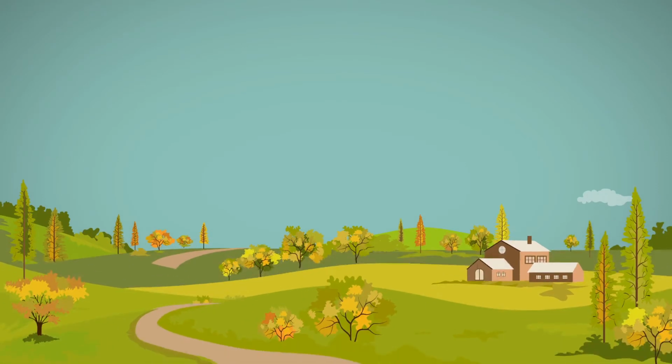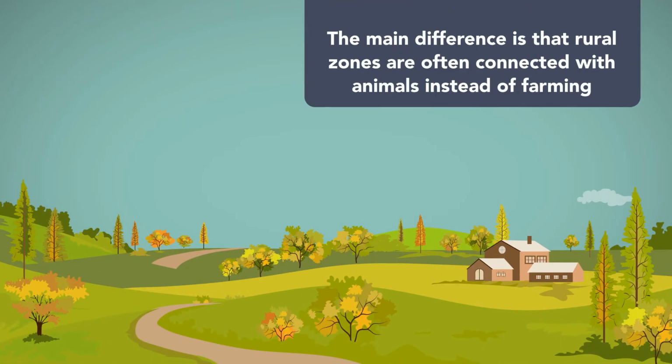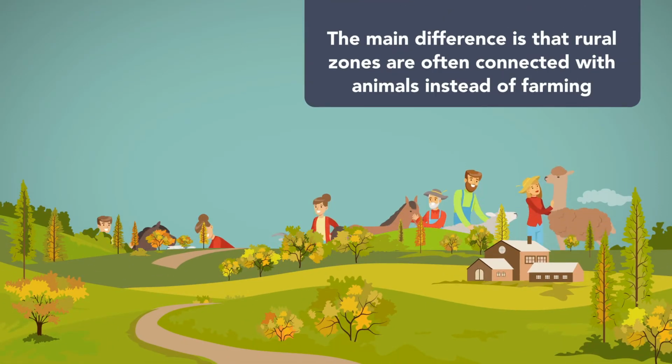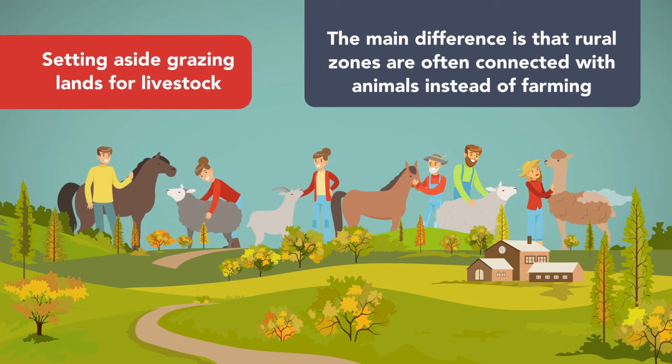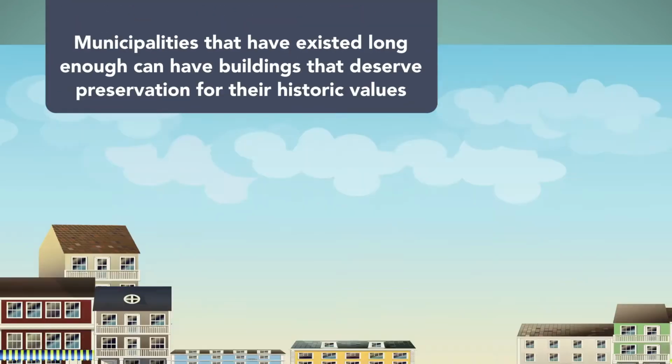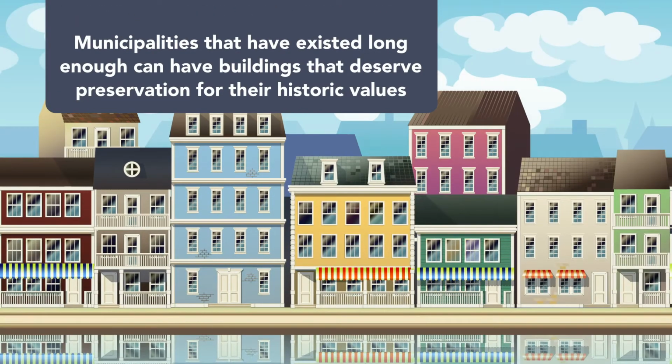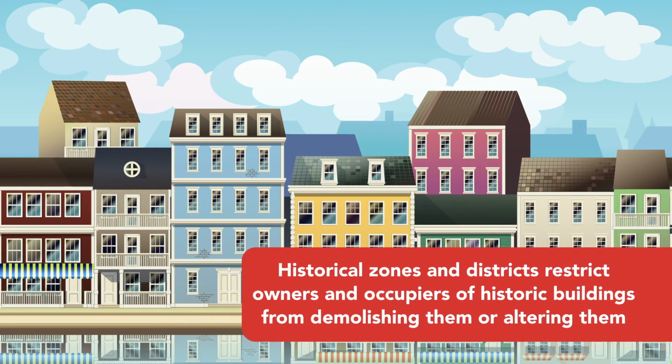Rural zones are similar to agricultural zones. The main difference is that rural zones are often connected with animals instead of farming, such as setting aside grazing lands for livestock. Municipalities that have existed long enough can have buildings that deserve preservation for their historic values. Historical zones and districts restrict owners and occupiers of historic buildings from demolishing them or altering them from their original states, except for repairs and restorations.